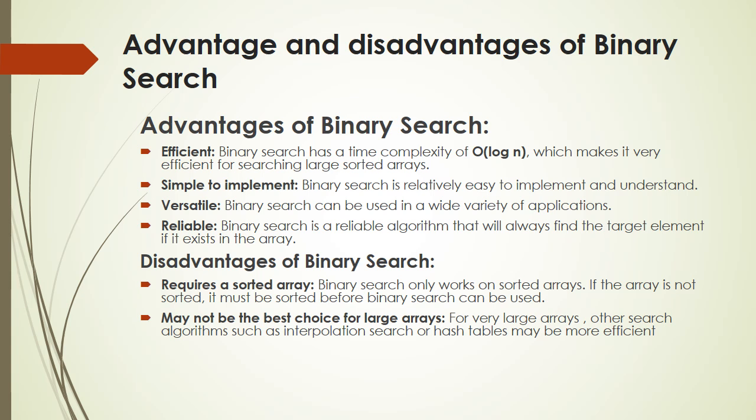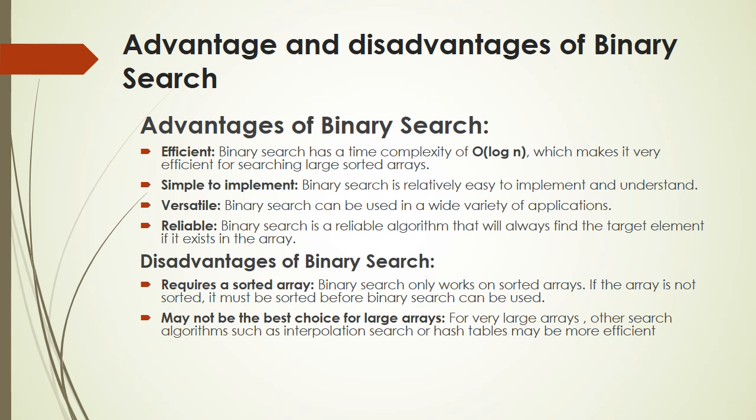Advantages of a binary search. It is efficient, that is, a binary search has a time complexity of order log n, which makes it very efficient for searching large sorted arrays. It is simple to implement. Binary search is relatively easy to implement and understand. It is versatile. Binary search can be used in a wide variety of applications. Binary search is a reliable algorithm that will always find the target element if it exists in the array.